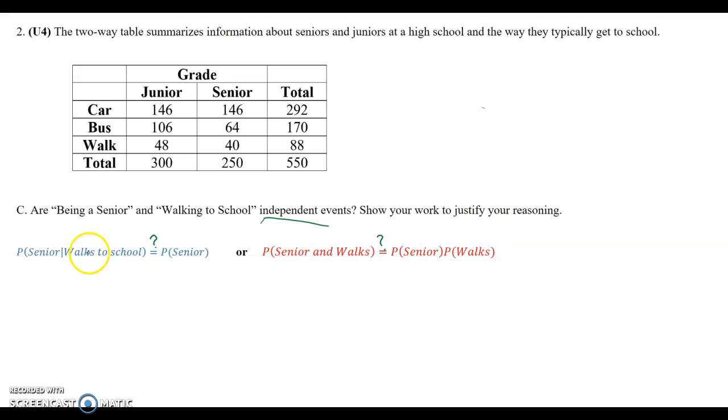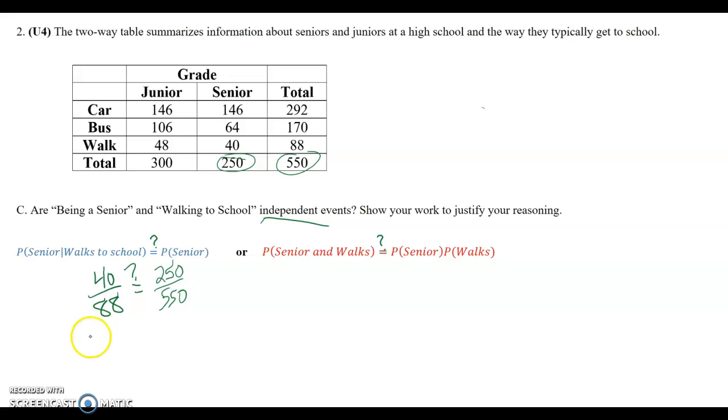Well, the probability that a randomly selected student is a senior, given that they walk to school, right? There's 88 people that walk, 40 of them are seniors, and so that was 40 out of 88. We're checking to see if that equals, so put a question mark over the equal sign, the probability of that randomly selected student being a senior, which is 250 seniors out of 550 students. So 250 out of 550.